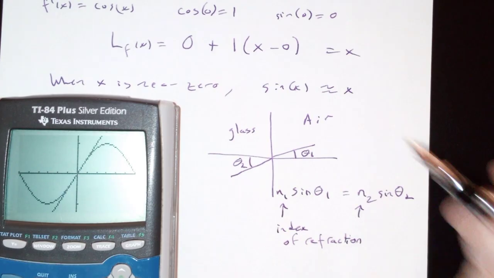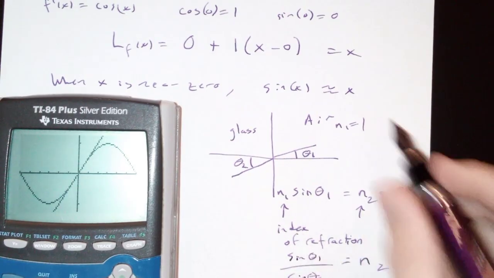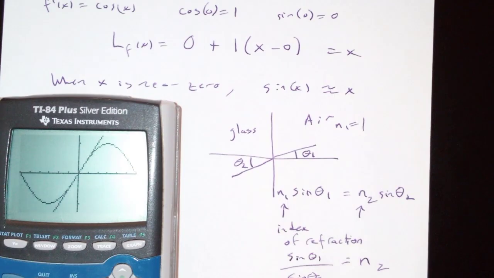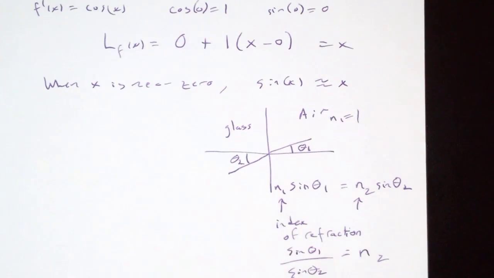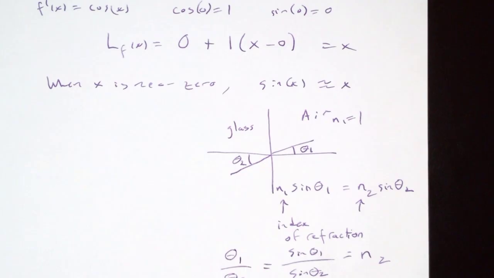By default, in air, we use 1. Which means if I can measure the bend in this angle, well, the bend in the sine of the angle, right? I can figure out N2. N2 is equal to sine theta 1 over sine theta 2 because N1 is 1. But this tells me that when those angles are small, that's the same as the ratio of the angles themselves. I don't have to do anything with trig functions.